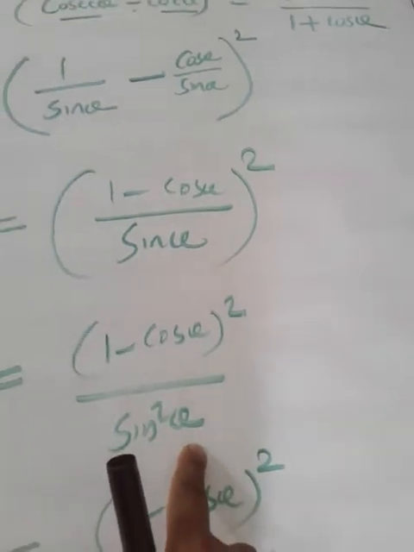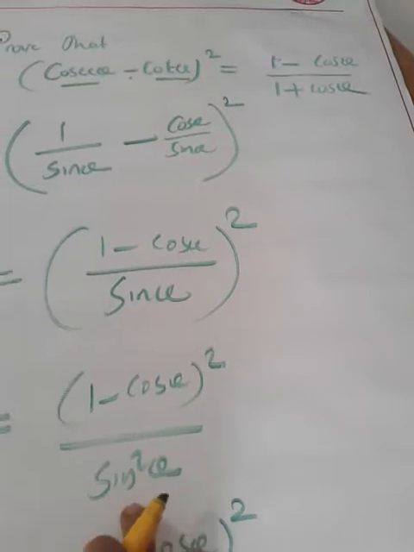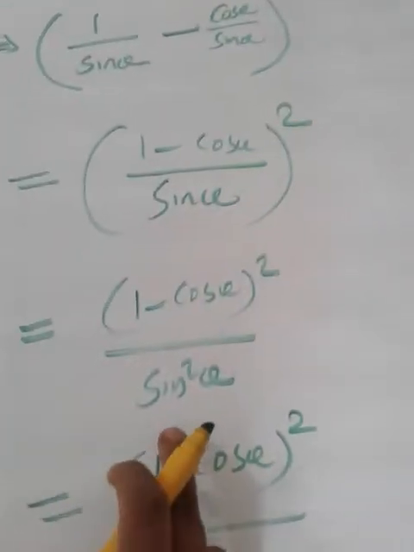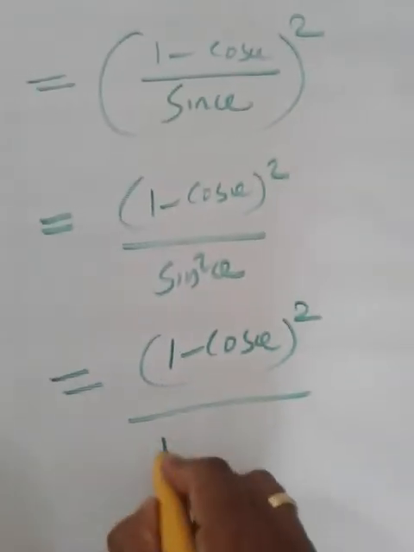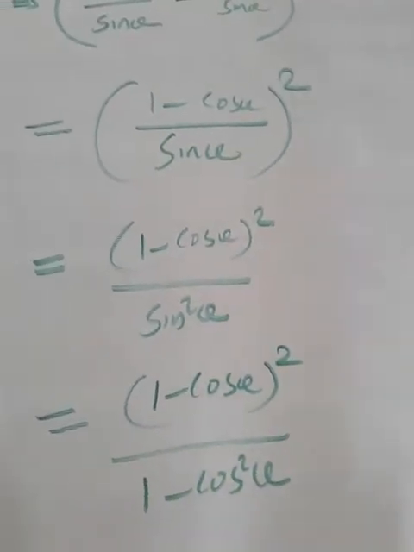Why? Because the RHS denominator is 1 plus cos theta. Here the denominator is sin square theta. Much difference is there. So I have to express this sin square theta in terms of this one, isn't it? So what I am going to do is, can I change this sin square theta as 1 minus cos square theta? Can I write like this?